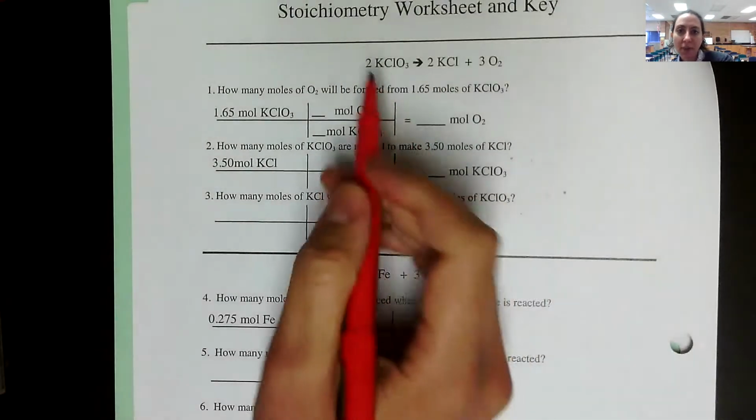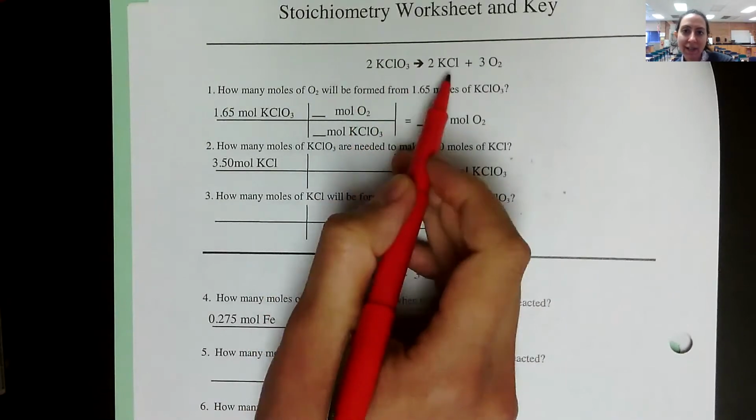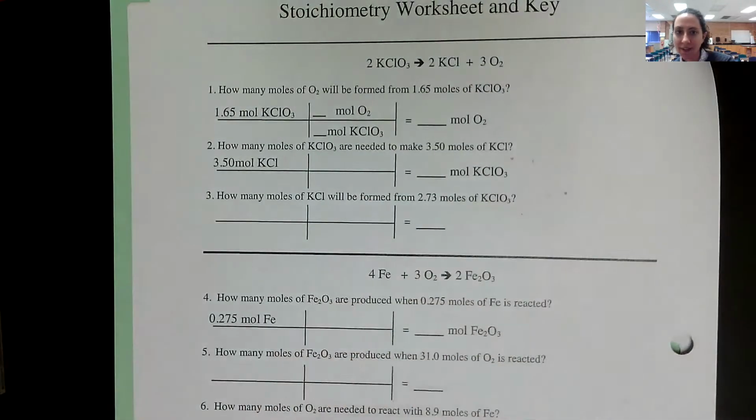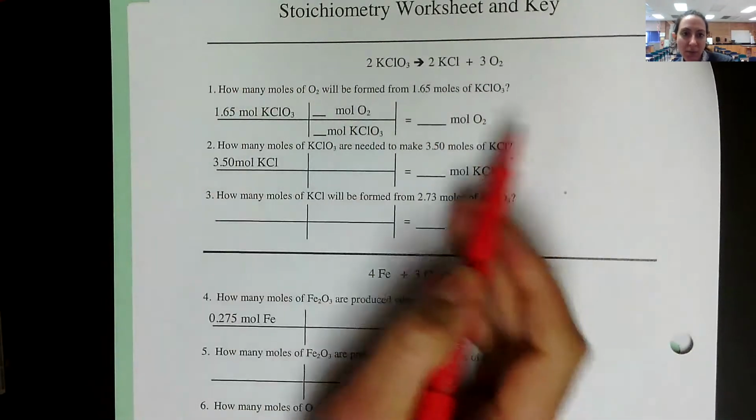So here is our chemical equation. We've got potassium chlorate decomposing into potassium chloride and oxygen. It's already balanced for us, which is very nice. So now let's read the questions.